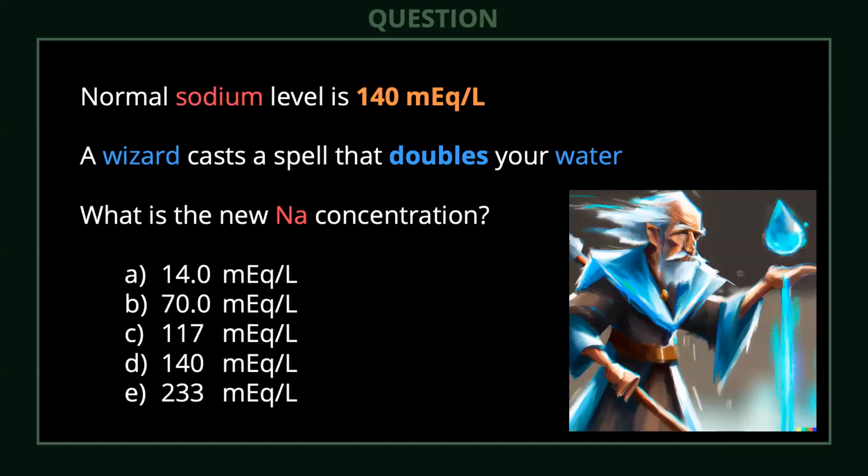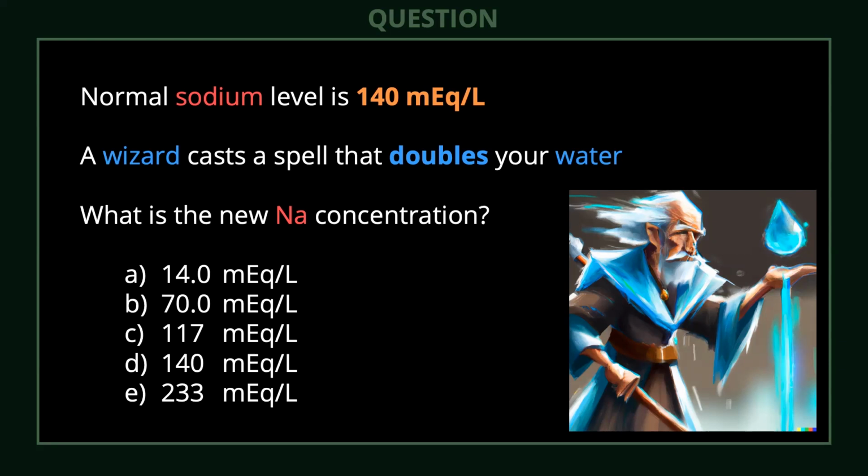So to illustrate this, we have a third and final version of our hypothetical example. In this case, instead of a magnesium mage or a sodium sorcerer, we're going to have a water wizard. I'll remind you, a normal sodium level is 140 milliequivalents per liter. But in this case, the wizard's going to cast a spell that's going to double the water in your body. Anywhere you find an H2O molecule, it splits in half into 2 totally normal H2O molecules. It's just twice as much water everywhere.